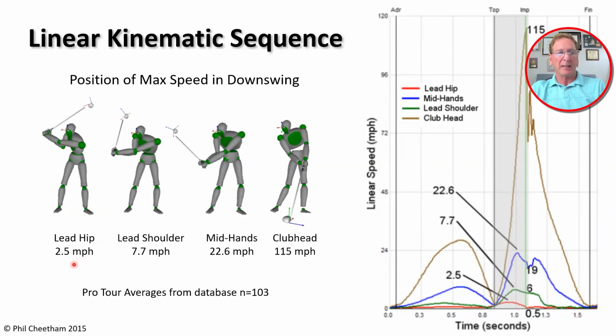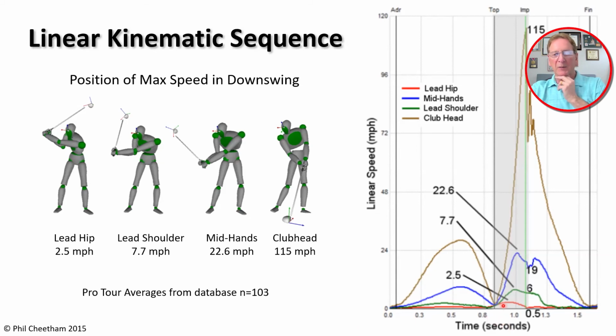And so for the lead hip, in our TourPro database, we found that the maximum lead hip speed was 2.5 miles per hour. Maximum lead shoulder speed was 7.7 miles per hour. And the maximum mid-hand speed was 22.6 miles per hour. And finally, the club head speed was 115 miles per hour. And those are the Tour average values for our database of 103 TourPros.